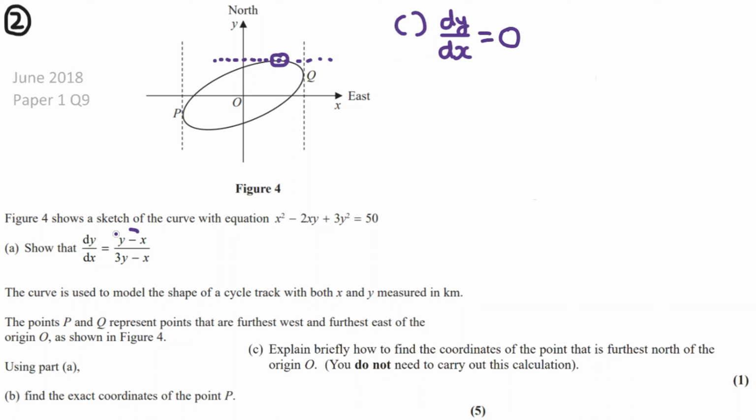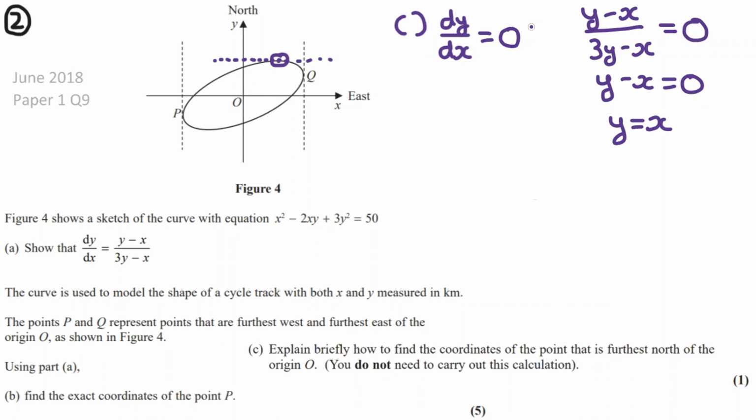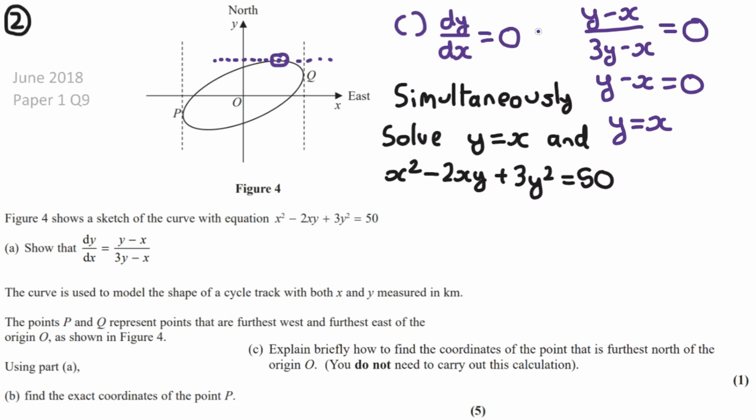So then if we look at our equation for dy over dx, it's this here is equal to 0. And then we can multiply both sides by this 3y minus x to get rid of this denominator. So y minus x is equal to 0. And then y is equal to x. So what we would do, we do the same thing as before. We would simultaneously solve the equation here with x and y, and the y is equal to x that we got before.